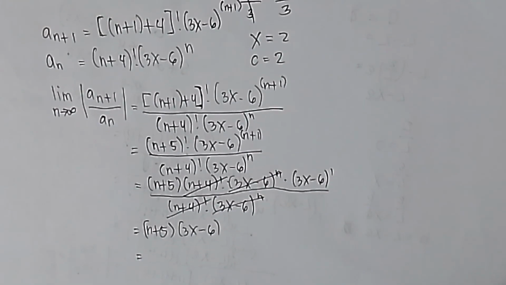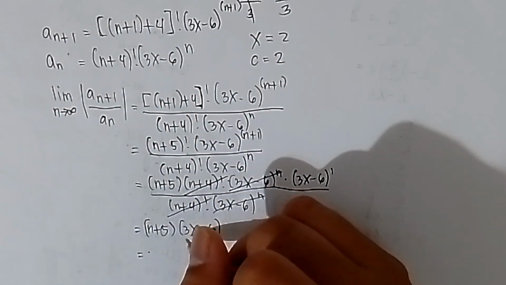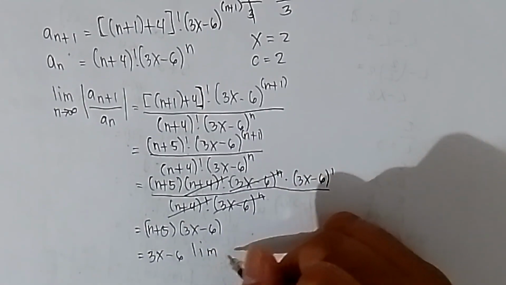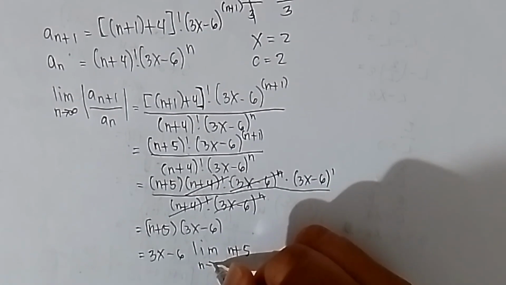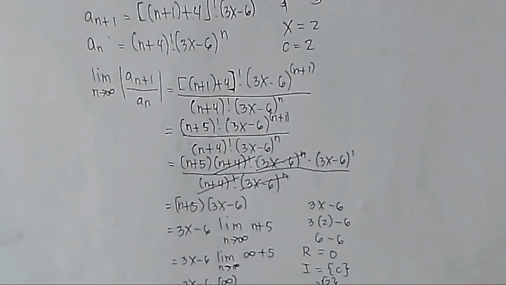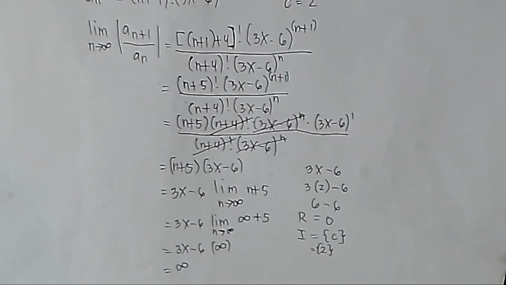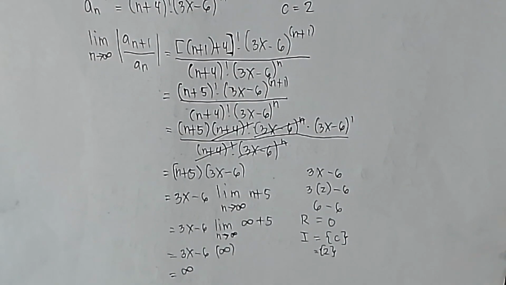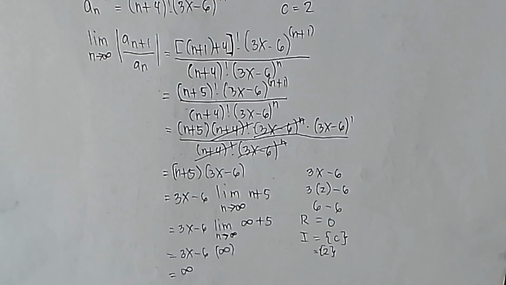The next thing that we're going to do here is put this 3x minus 6 in front, as the limit of n plus 5 as n approaches infinity. And then let's just copy this, 3x minus 6 limit of n plus 5. If we substitute n with infinity, infinity plus 5 is infinity. So 3x minus 6 times infinity is equal to infinity.